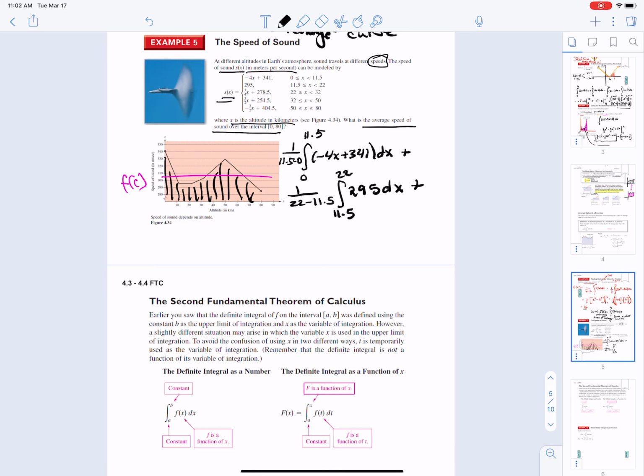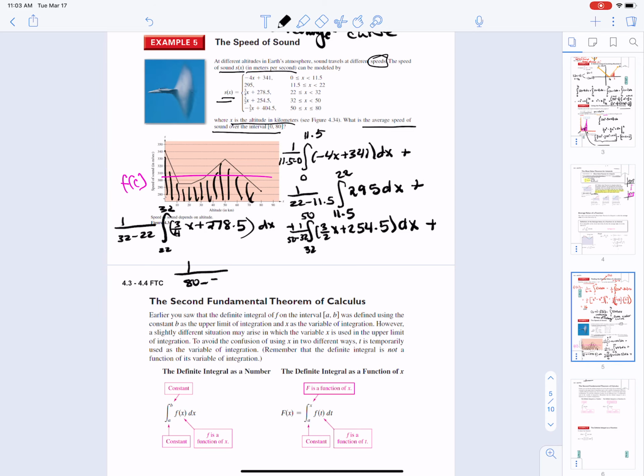295 dx, plus I'm going to do 1 over 32 minus 22, integral from 22 to 32 of 3/4 x plus 278.5 dx, plus the integral from 32 to 50 of 3 over 2x plus 254.5 dx, plus, and I missed the 1 over b minus a here, plus 1 over b minus a, 80 minus 50, integral from 50 to 80 of minus 3 over 2x plus 404.5.